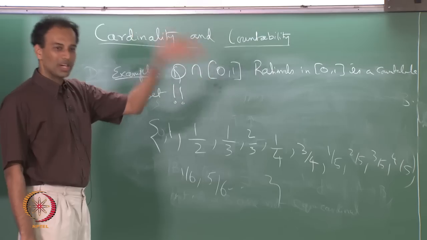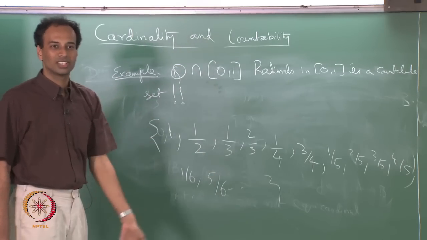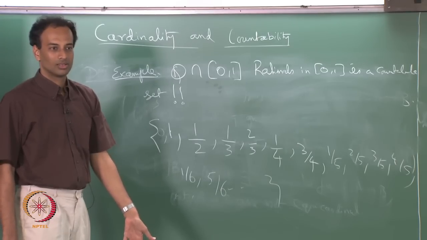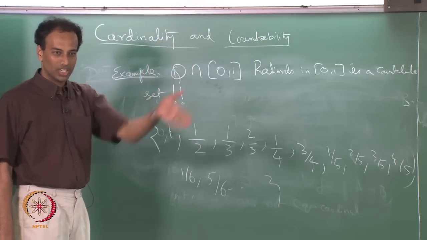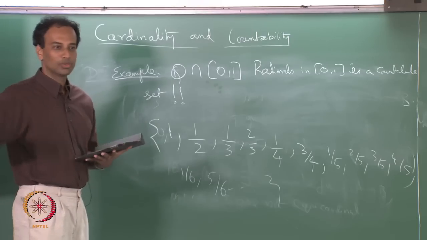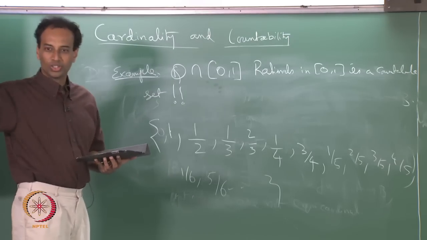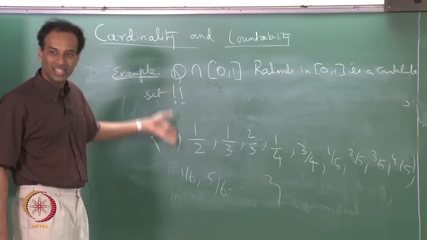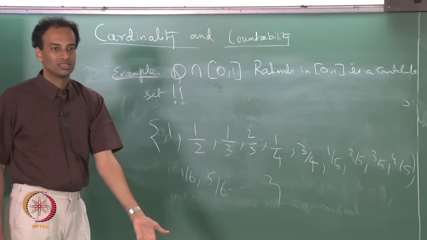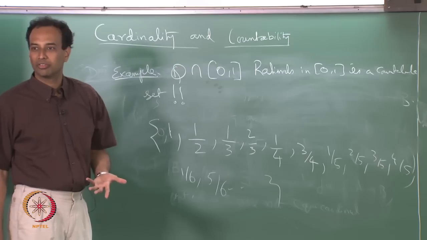After all, what is a bijection with N? It is simply a listing of the set. N is 1, 2, 3, and so on. Think of it as writing the names of students: 1, so and so; 2, so and so. You are essentially putting the set in a list. That is what a bijection with N really means.